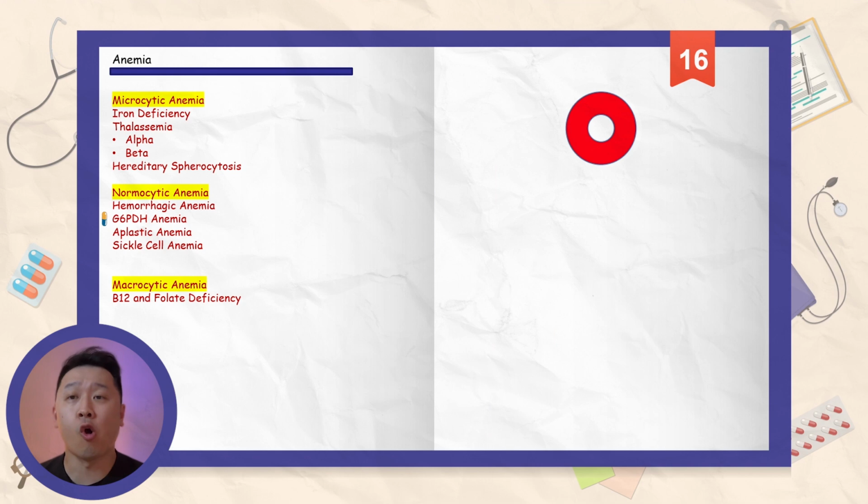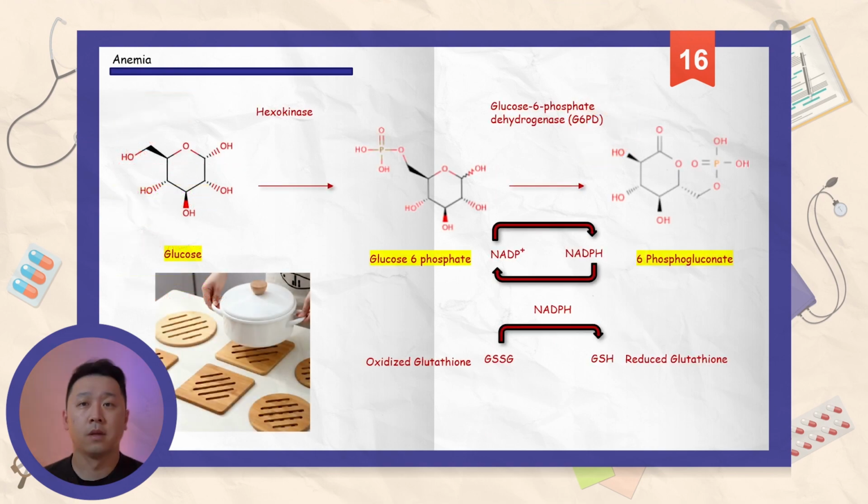G6PD anemia, to put it in simple terms, is an increased damage to the red blood cell due to insufficient glutathione production to counteract reactive oxygen species. Okay, I know that was a lot, but that's just the gist of it. So let's first explore in detail the mechanism of action, followed by a real-world example.